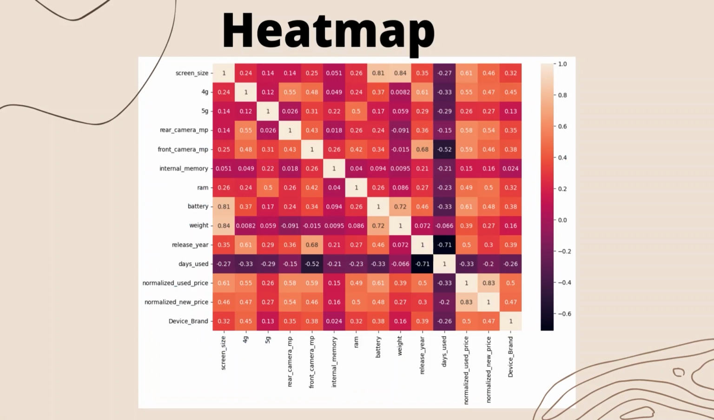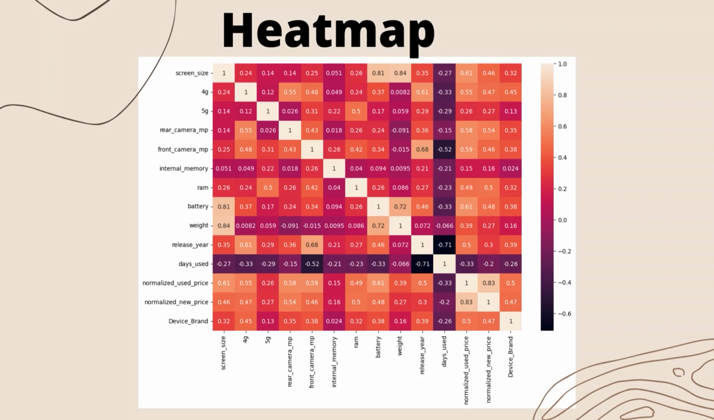Coming to the heat map, from this visualization we can observe that there is a highly positive correlation of new price with screen size, battery, and camera. Used price has a highly negative correlation with weight, followed by days used. Also, there is a positive correlation between battery and screen size, and a moderate correlation between release year and camera.